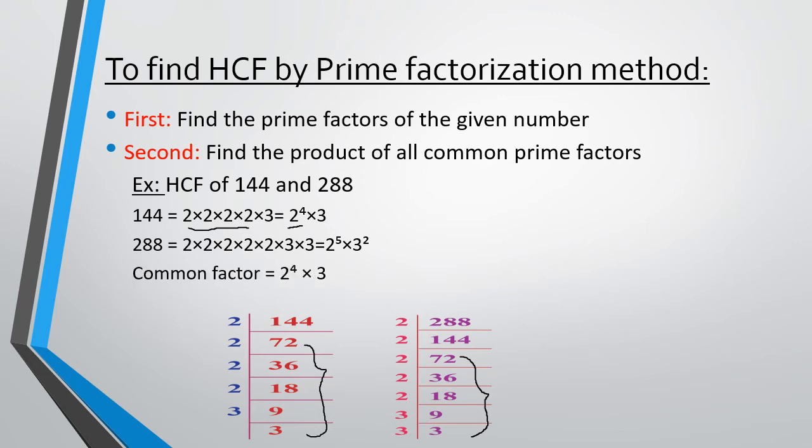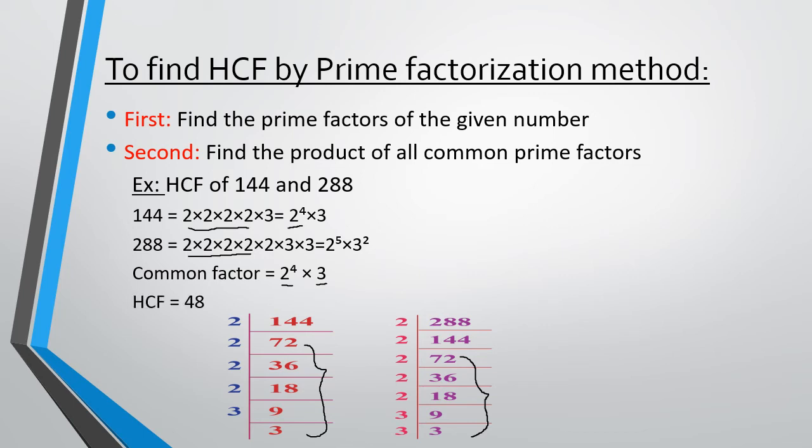Now if you see here, children, here 2 is multiplied 4 times, and here also 2 is multiplied 4 times. Actually it's multiplied 5 times here, but we are only going to take the common factors. That's common, right? So I am taking 2 raised to the power 4, because we are only considering the prime factors which are common. We are leaving this extra 2. And here there is one 3, here also there is one 3. So we are taking one 3. Now this is the common factor between both.